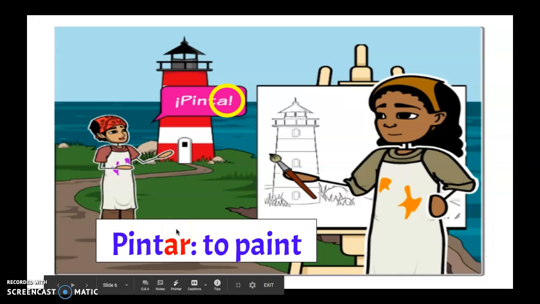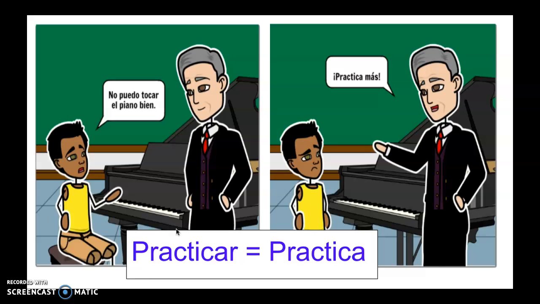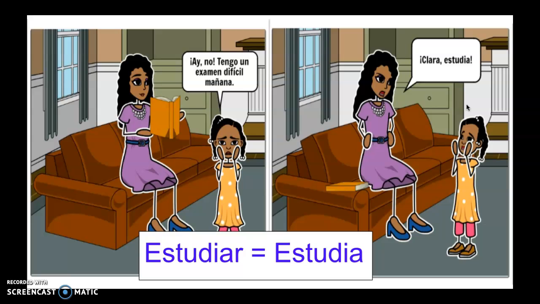Okay, so there's really only two endings to choose. It's either A or E. Here's some examples. El estudiante dice, no puedo tocar el piano bien. Y el profesor dice, practica más, practice more. Okay, notice how I've changed practicar to practica.